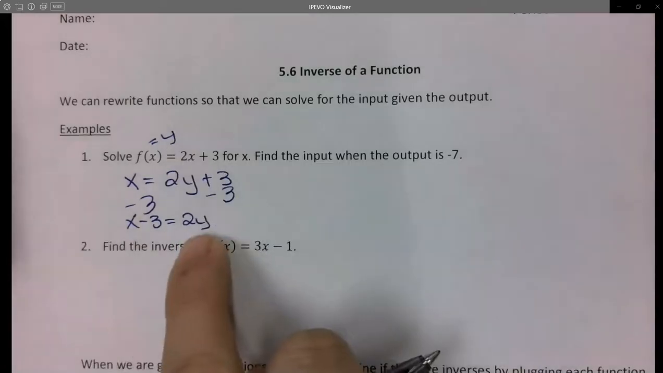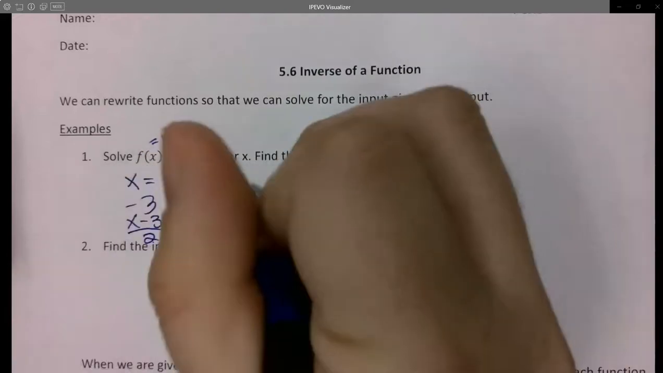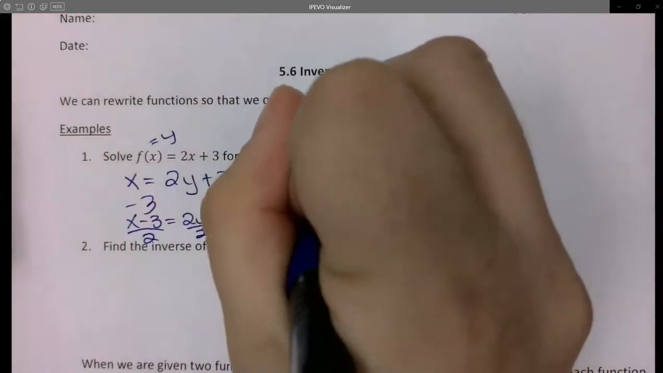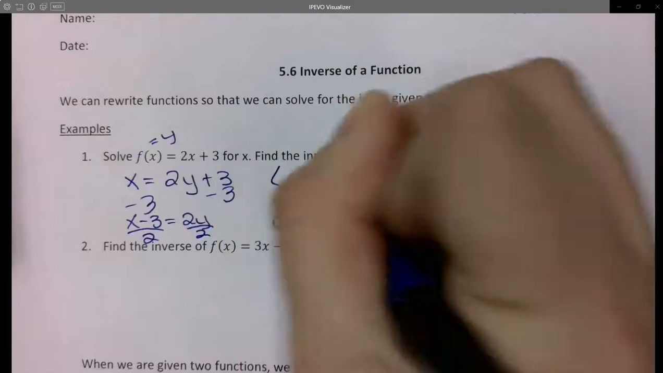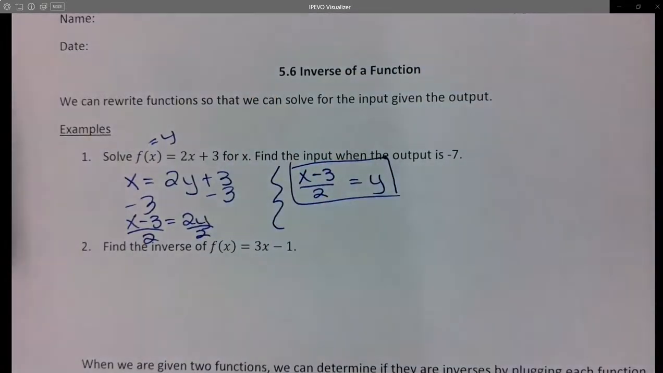Then I want to go ahead and get y all alone, I still need to divide by 2. So both sides get divided by 2. I get x minus 3 divided by 2 equals y. So that's my inverse function.